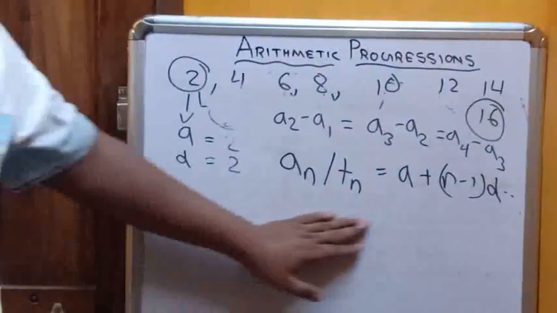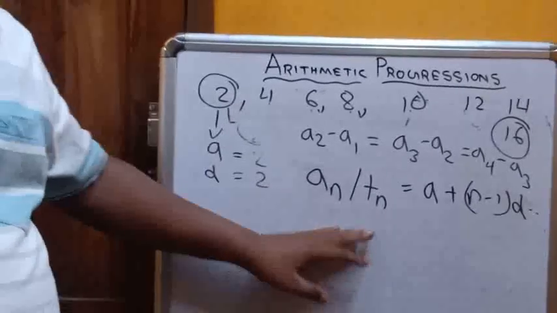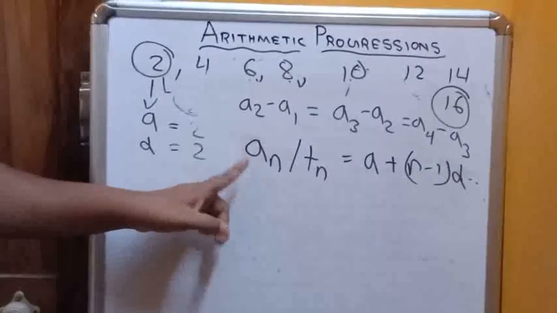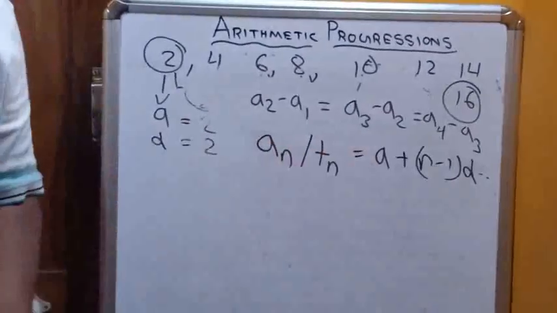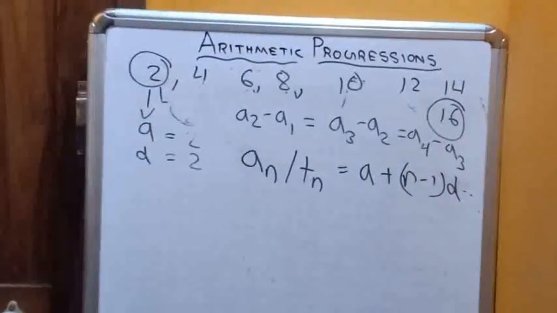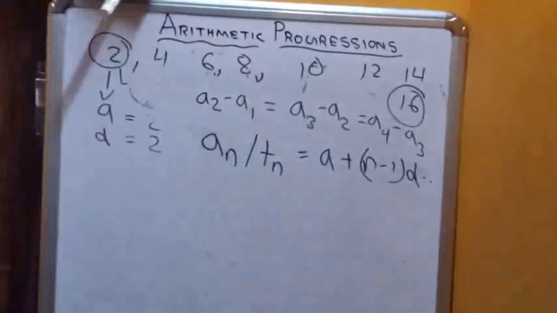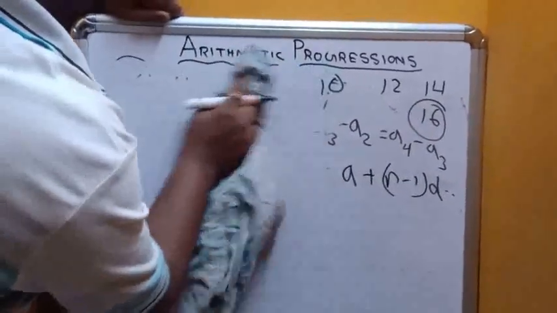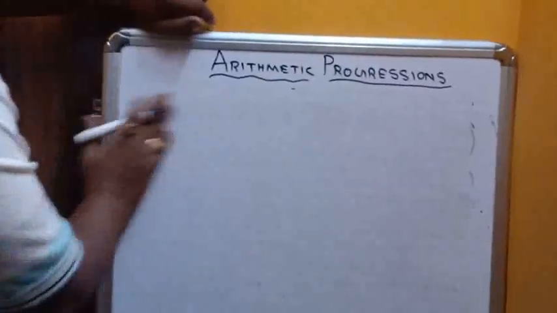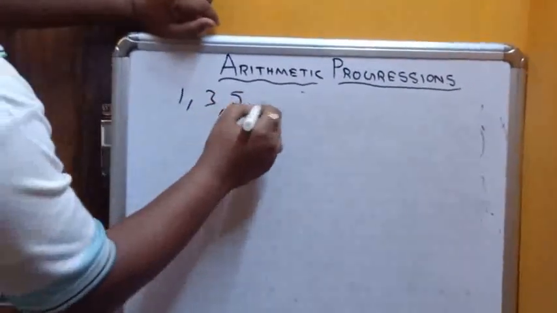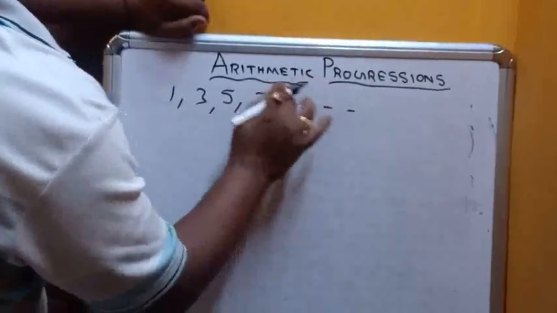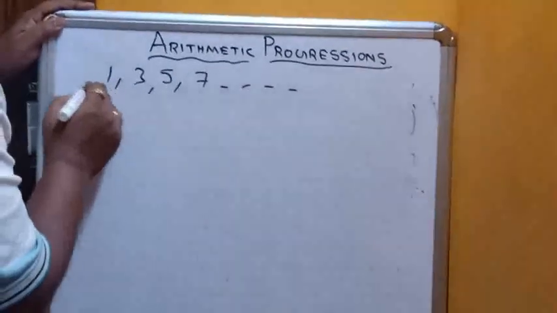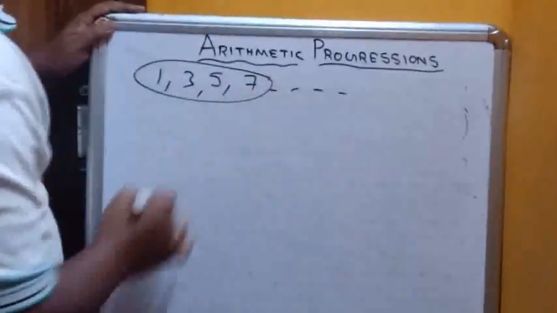So whenever a question asks you to find the 5th term, 6th term, 7th term, you put in the formula An equals A plus n minus 1 into D. Let's discuss a small question. First, write down what is given: 1, 3, 5, 7, and so on. He asks whether this progression is an AP or not.